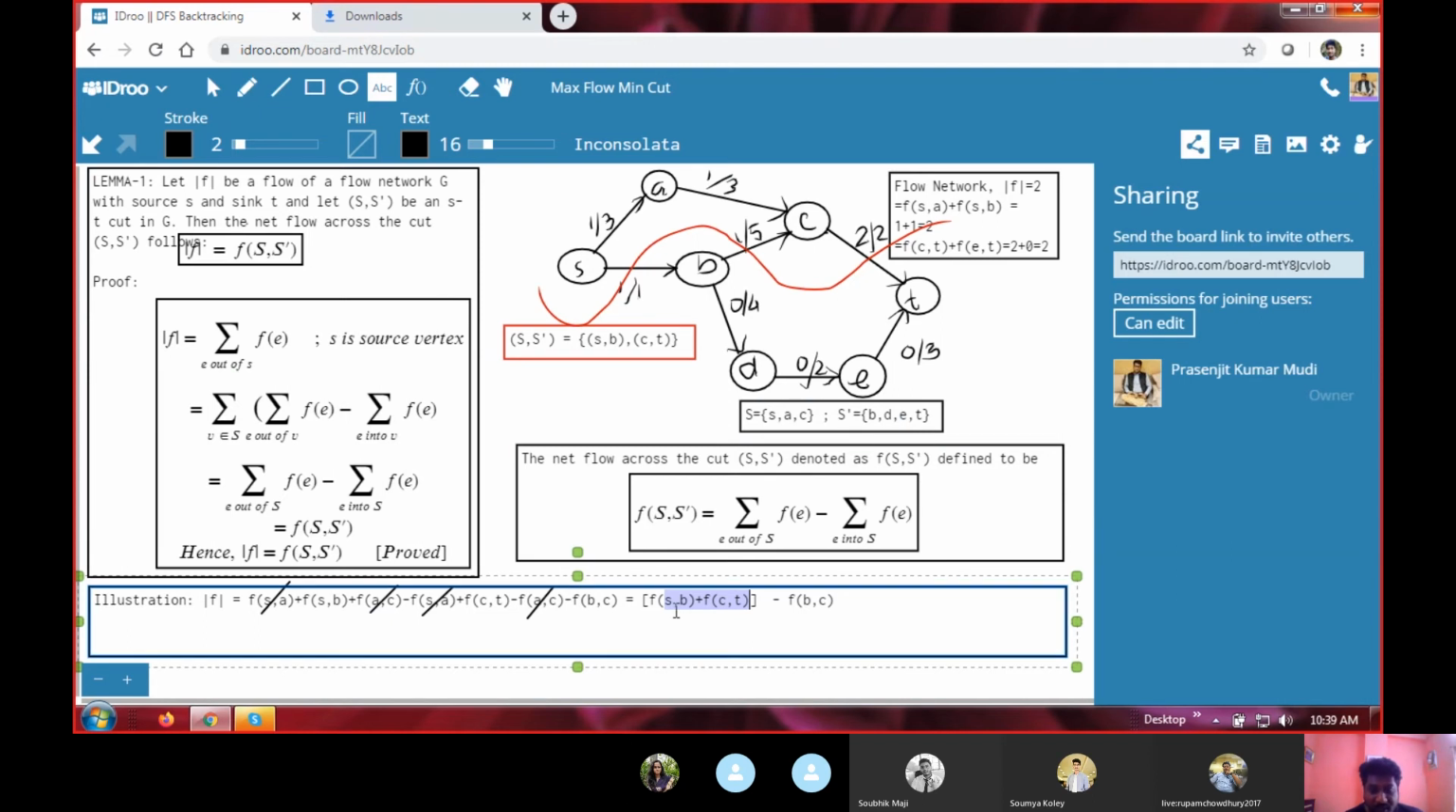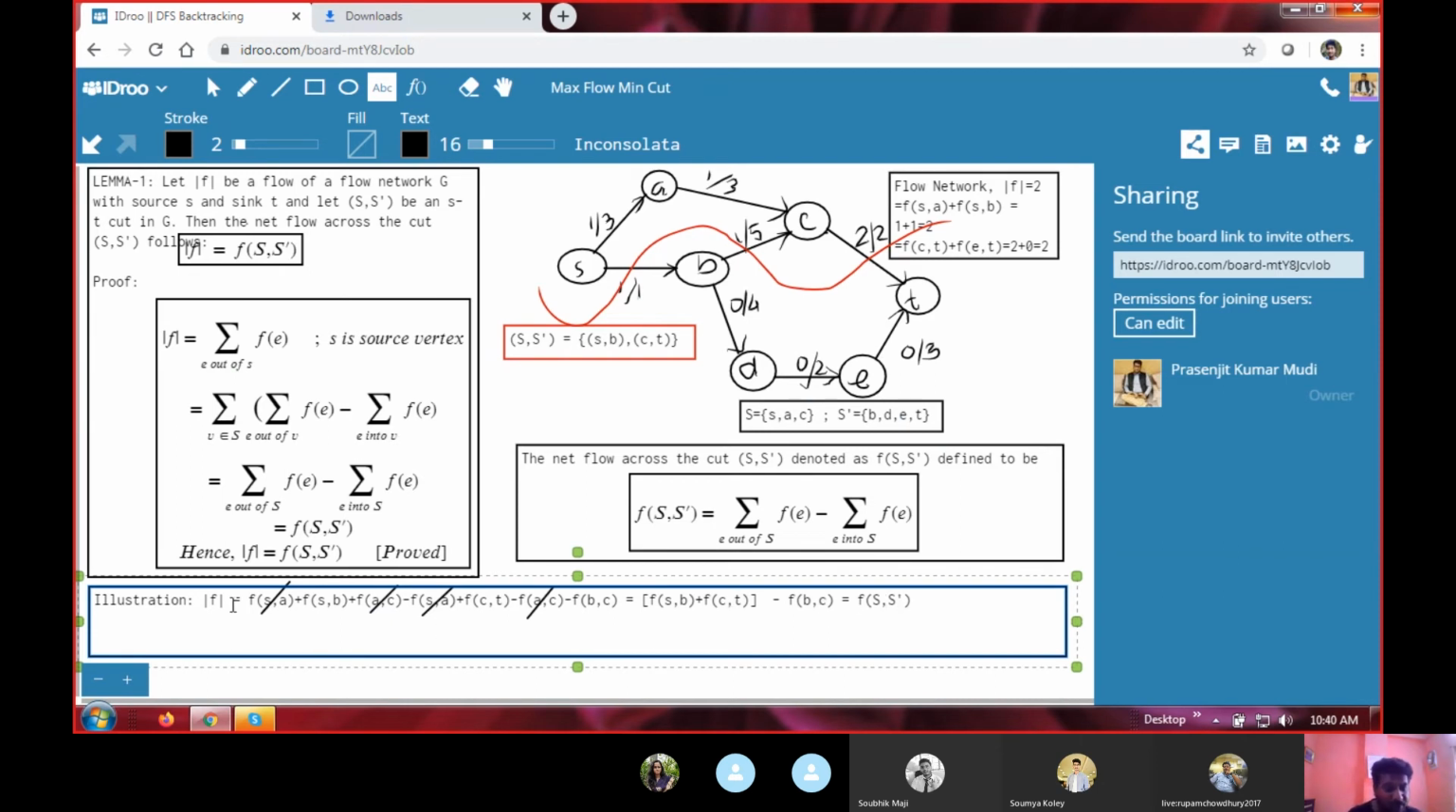Okay, that means these are the edges which are coming out of the capital S. SB is coming out of capital S, CT is coming out of capital S, and this is the edge BC which is going into the vertex set capital S. So this is the first summation in this definition, and this is the second summation in this definition. So this is basically nothing but f of S comma S prime.